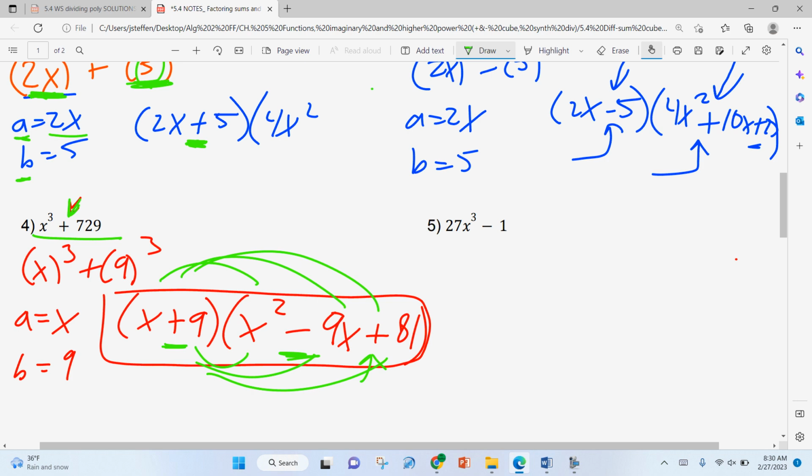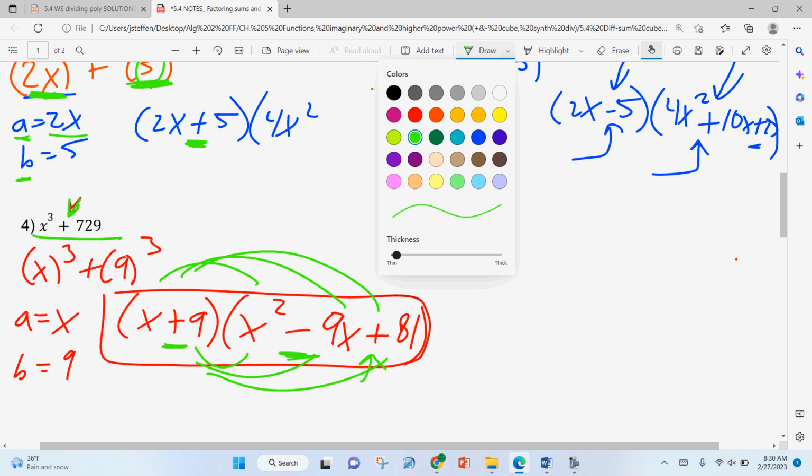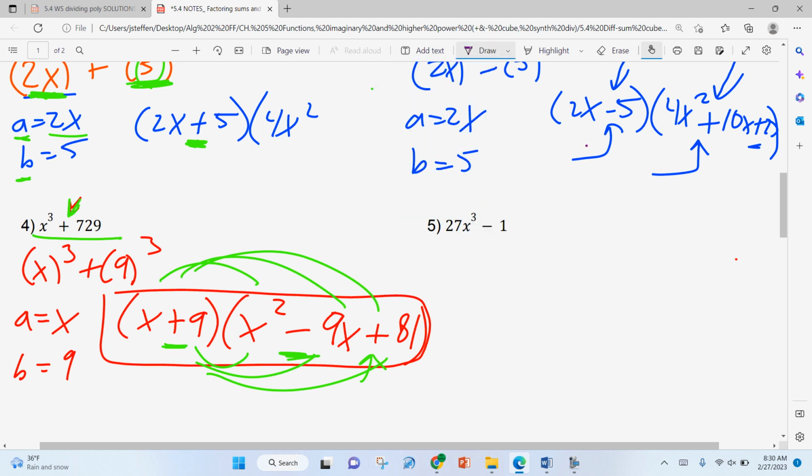Number 5, the next one. The only reason I wanted to do this one is because, first off, we have 27, which is 3, then x to the third, minus.